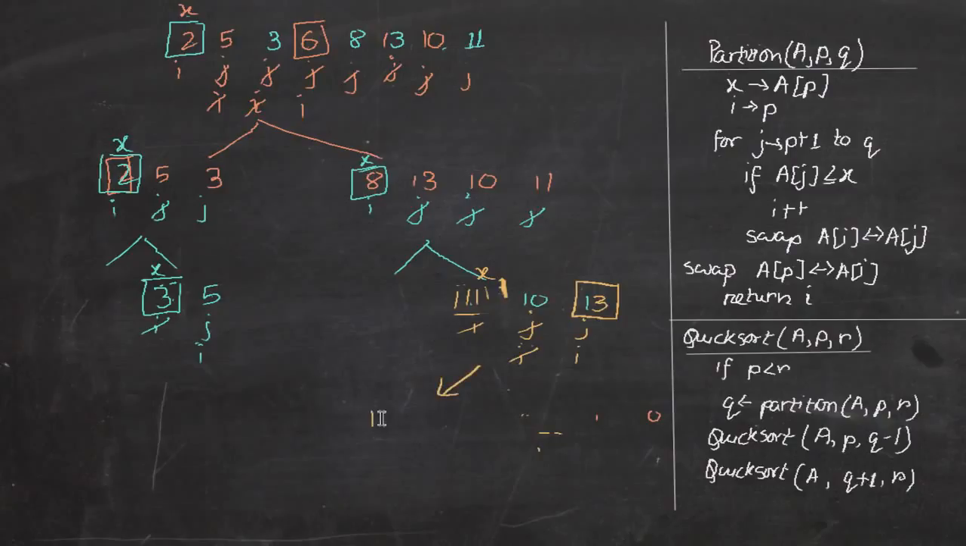So 11 and 10. Now 11 is the pivot, and then x, so i, j. Well, AJ is less than x, so we swap AI and AJ. i is incremented. We swap AI and AJ. It still remains in the same position. So then we swap AP and AI. Well, AP is this and AI is this. So 10 and 11 we swap. So this becomes 10 and this becomes 11.